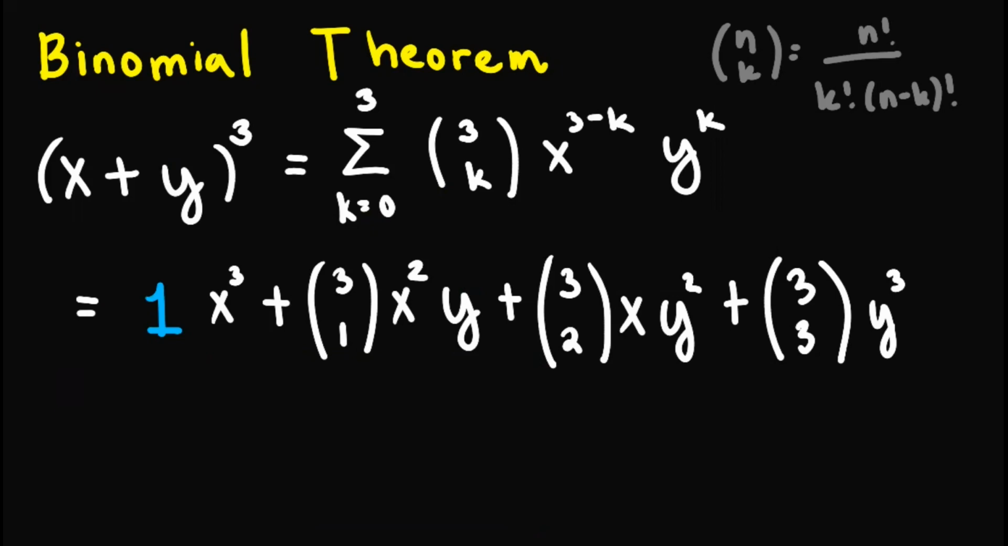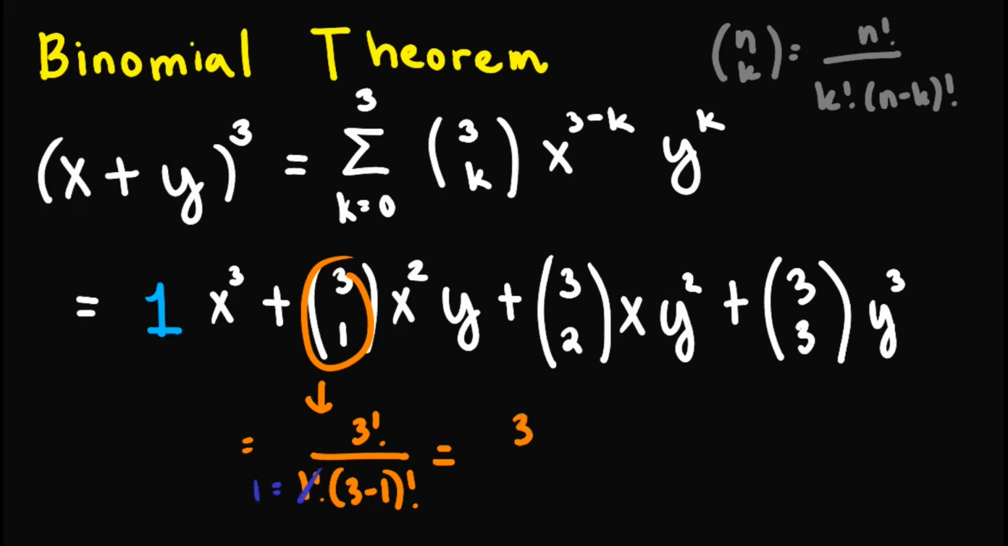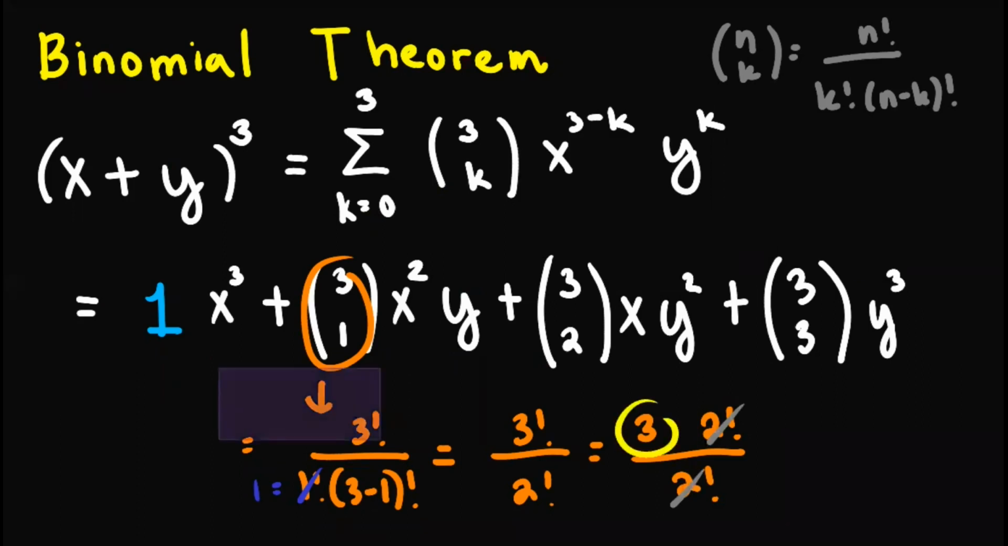Moving further, this one out here, you can write as 3 factorial all over 1 factorial times 3 minus 1 factorial, which becomes, 1 factorial is simply 1. So this becomes 3 factorial all over 3 minus 1, which is 2 factorial. And we can write 3 factorial as 3 times 2 factorial all over 2 factorial. Cancelling out the 2 factorial, we obtain 3. So let's write that one down.